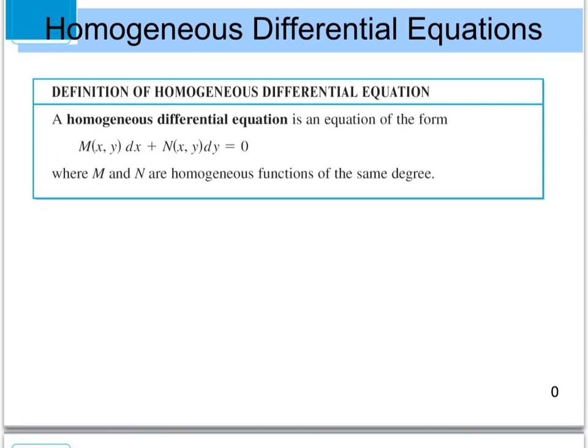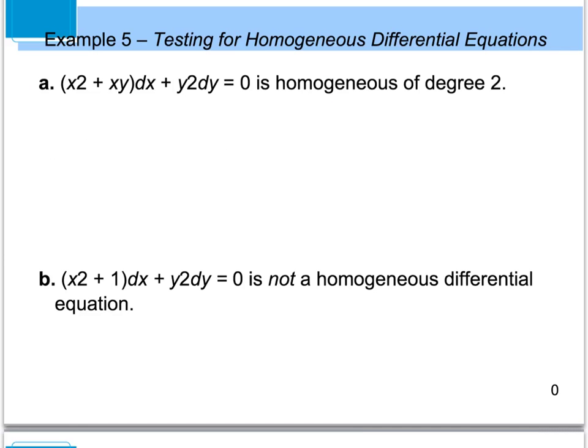Next, we're going to look at homogeneous differential equations. And the definition of this is just some equation M dx plus some equation N dy is equal to 0. The key piece is that both functions M and N are of the same degree. So if we look at example 5, it says that we just have to prove that this is a homogeneous function of degree 2.